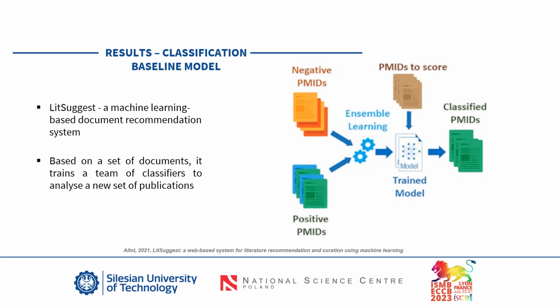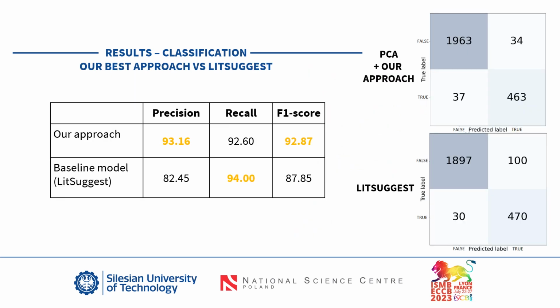To evaluate the classification quality of our approach, we chose LitSuggest as the baseline model. It is a system created by scientists from NCBI, which, based on a set of publications and extracting information from them, classifies a new set of articles. In our approach, we used random forest for classification. Both approaches were trained and tested on the same dataset. As we can see, our approach got better precision and F1 score, while LitSuggest has a slightly higher recall.